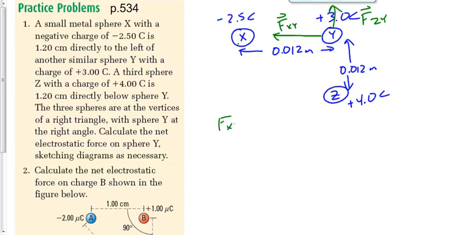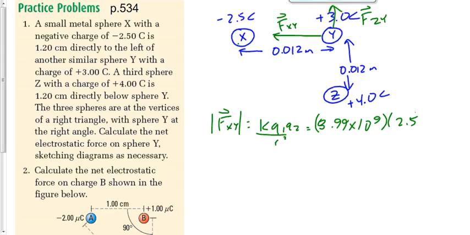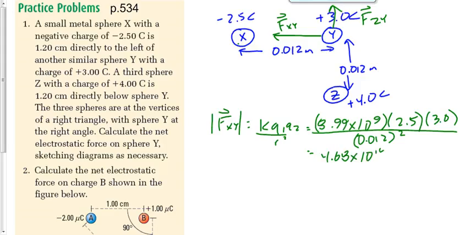Fxy is kQ1Q2 over r squared. We're going to drop the sign of the charge there. Anybody have a value for that? For the value of Fxy? 4.68 times 10 to the 14 newtons. That's a pretty big force, eh?